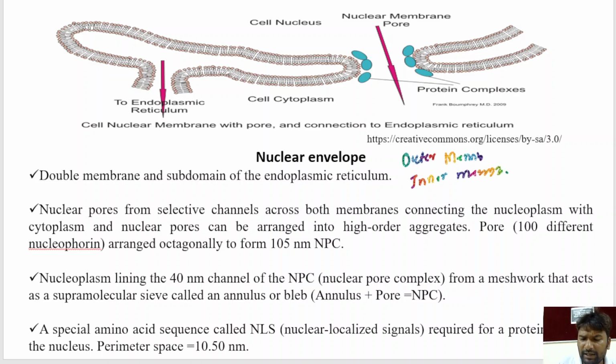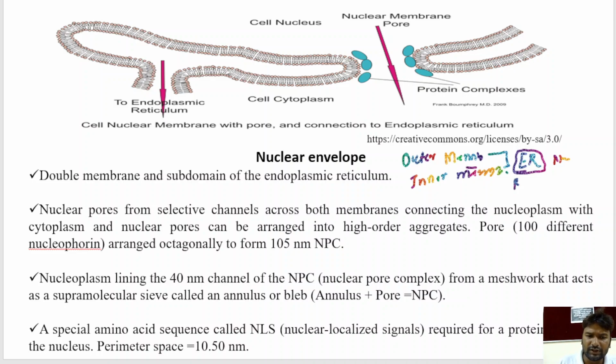So this outer membrane covers the inner membrane and it's also continuous with the adjacent ER, meaning it is connected with the endoplasmic reticulum and studded with ribosomes. So ribosomes are found on the outer membrane, while the inner membrane surrounds the nuclear content, that is the nucleoplasm, and also provides the shape to the nucleus. So this is the function of the outer and inner membranes.